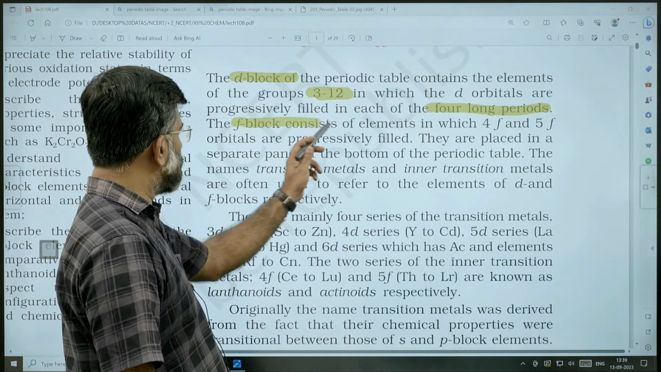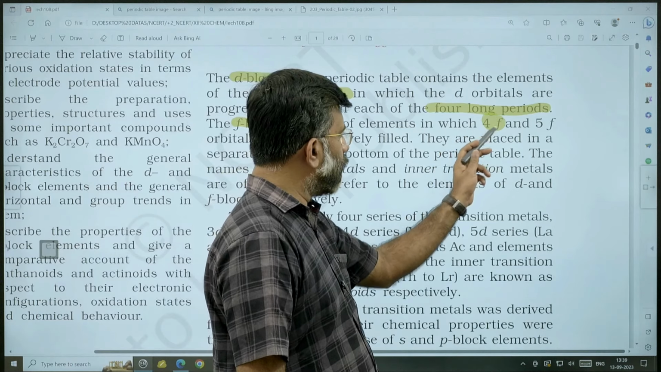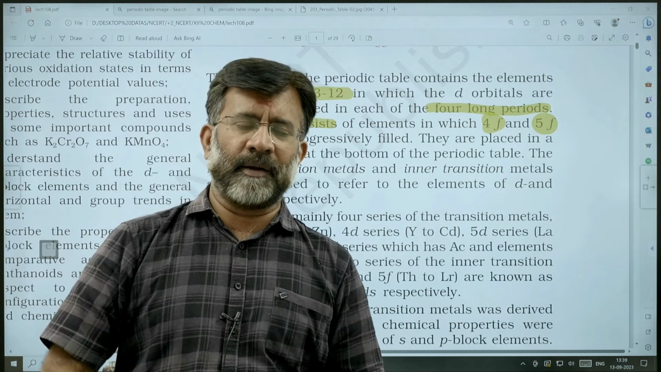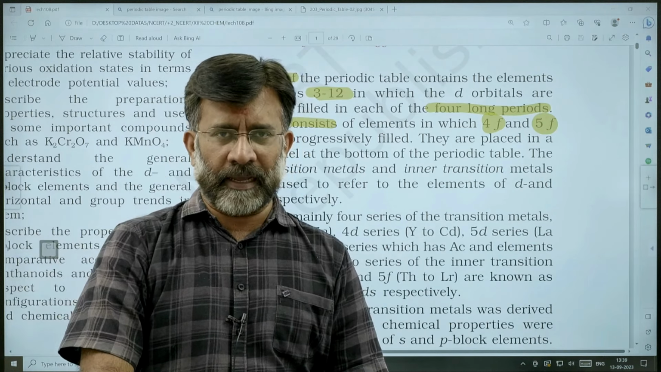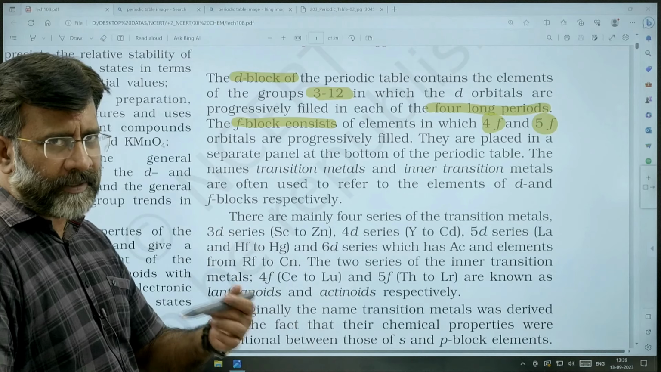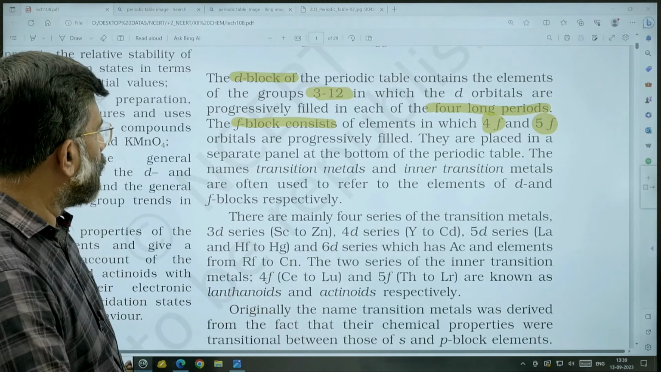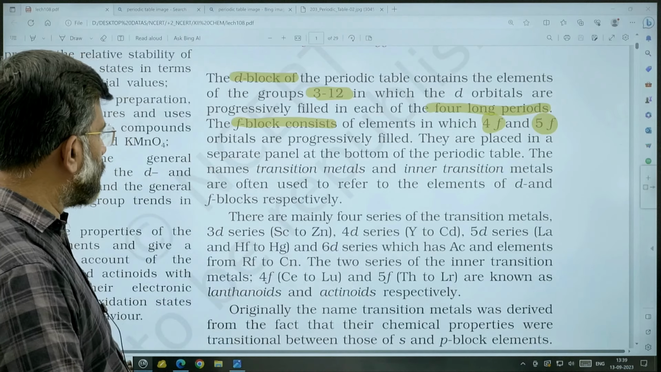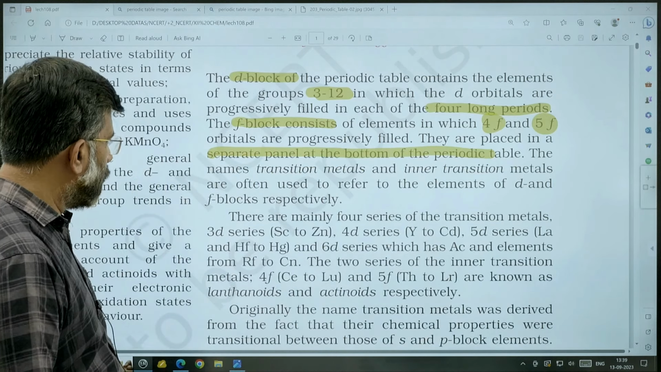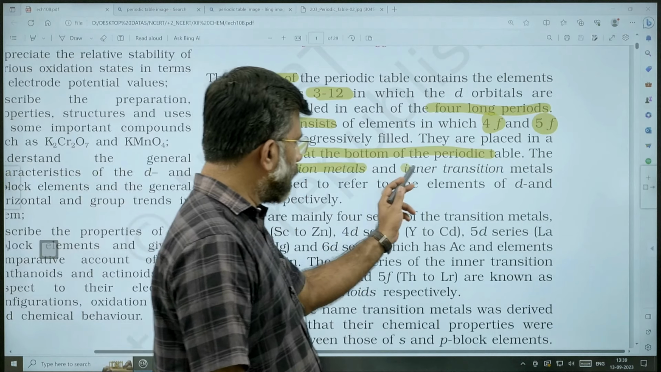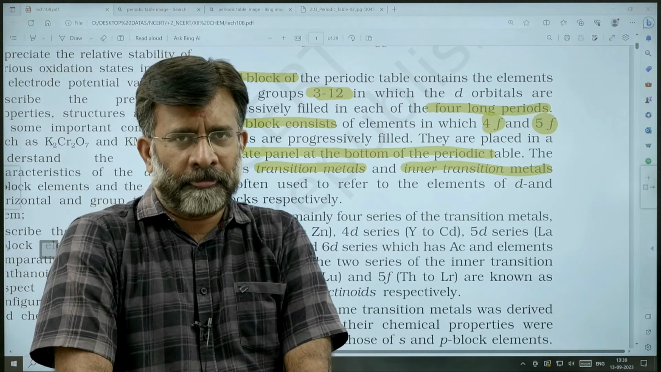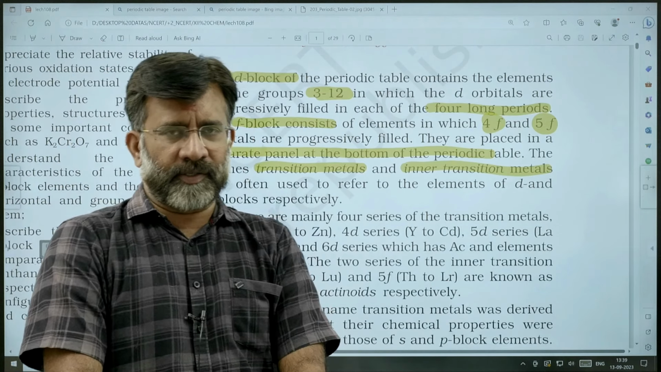Meanwhile, F block elements, we have 2 series, 4F series and 5F series. All of you know, 4F series is called lanthanoids, and 5F series is the continuation of actinium, that is actinoids, where the F orbitals are filled. They are put in a separate panel at the bottom of the periodic table. D block elements are called transition metals and F block elements are called inner transition metals.